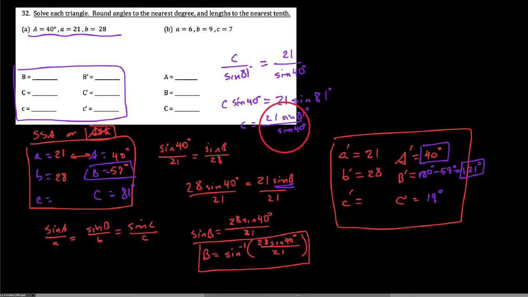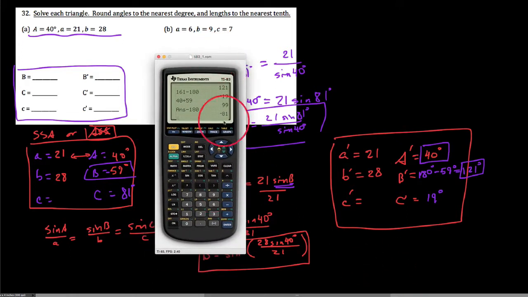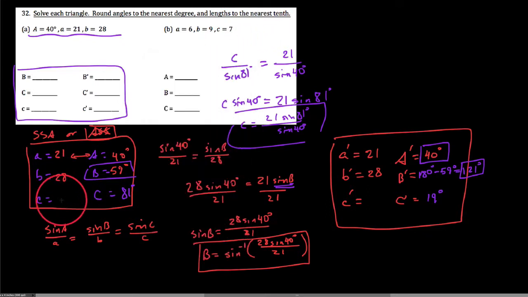So let's get a value for this. Let me get my calculator back out here: 21 times the sine of 81, divided by the sine of 40 degrees. This should give us the length of c in our first triangle. So in the first triangle, we get about 32.3, to the tenth. So I'm going to write 32.3 units long.